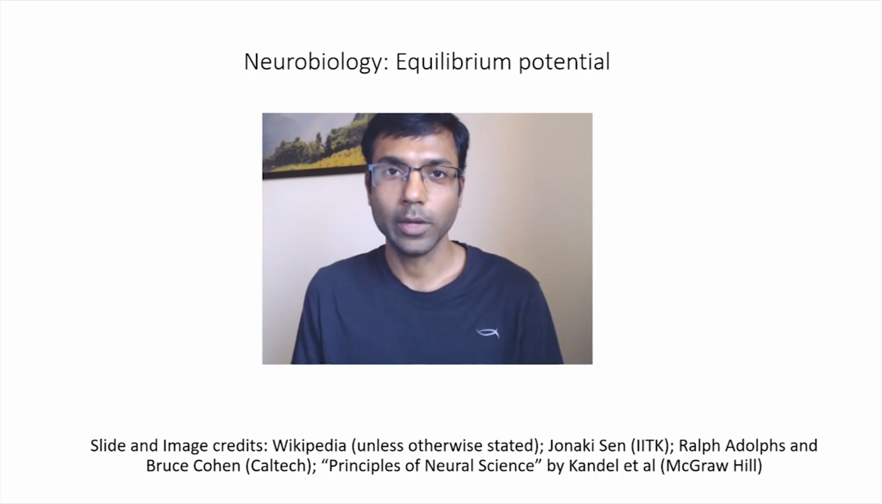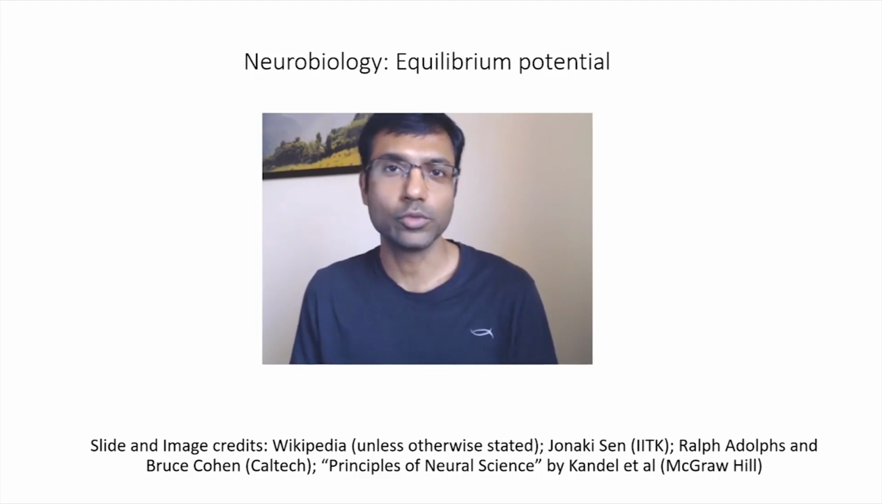Everyone, welcome to Neurobiology. We have been looking at membrane potential and various membrane properties in the last few videos. And we have always been saying that the membrane potential is usually around minus 65 or minus 70 millivolts. So let us now try to understand where this number comes from.